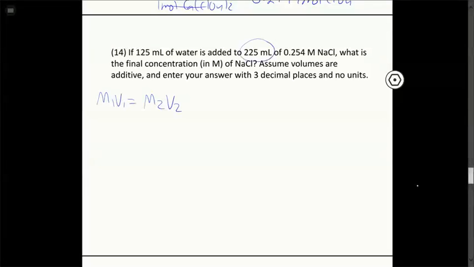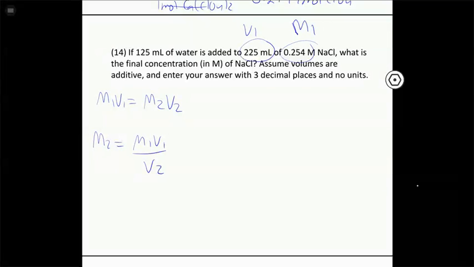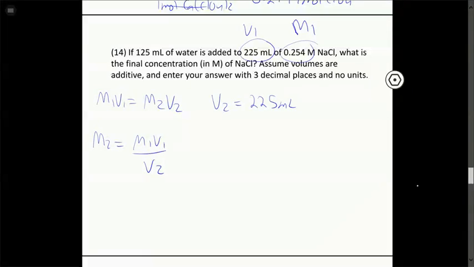So we're given the initial volume and molarity. We have 225 milliliters to start with, and the concentration is 0.254, so that's our initial molarity. But we're looking for the final molarity, which is M2. So that's going to be M1V1 over V2. We have the initial molarity and volume, but we need to find V2. Now remember that in this equation, the volumes are the total volume of solution before and after the dilution. It's not just the amount of water that you're adding. So when we want to find V2, it's going to be our initial volume 225, and then we have to add the 125 from the water that we're adding.